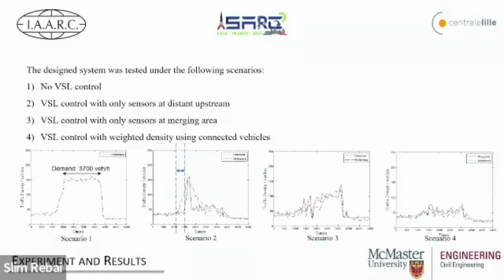As you can see from these four figures, in the no control scenario, the traffic density jumps way high when the traffic demand is very high. In the second scenario, the traffic sensor is at the distant upstream of the work zone area, far from the merging area, so there is a lag in detecting the traffic congestion. In the third scenario, the traffic density is overestimated compared to the real traffic density. And in the fourth scenario, we can track the actual traffic density and maintain it at the critical density, which helps us maintain the maximum traffic flow.